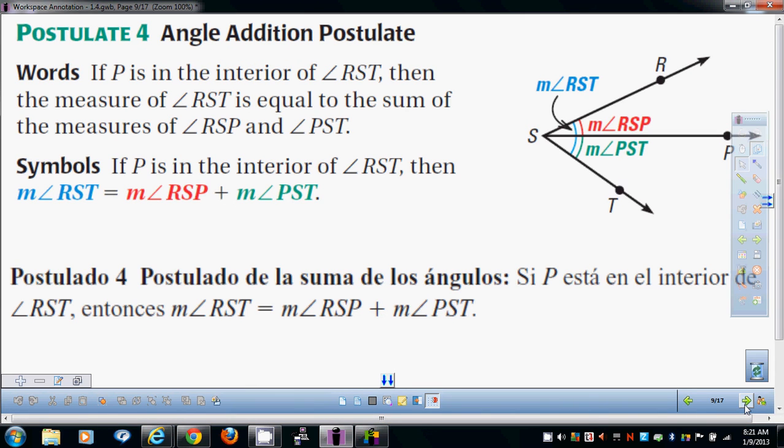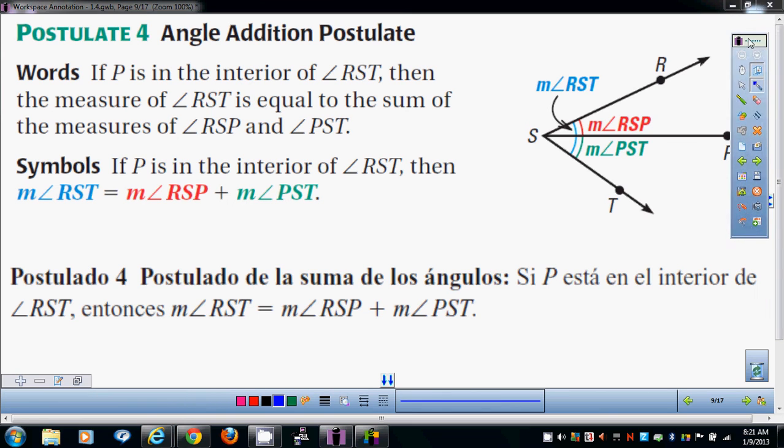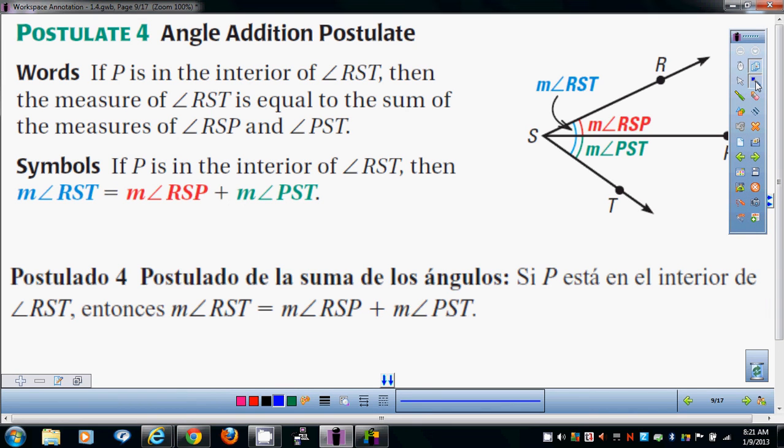Let's see. Now this you do need to put in your postulates and theorems section. You do want to put this in your postulates and theorems section. That's what you're going to need for your bonus proofs later on.